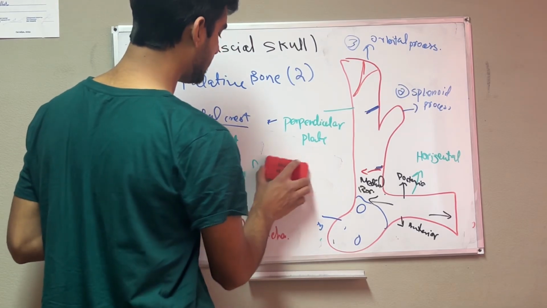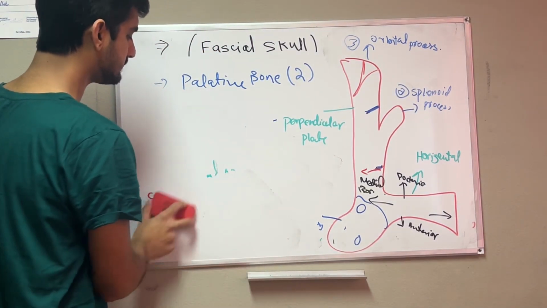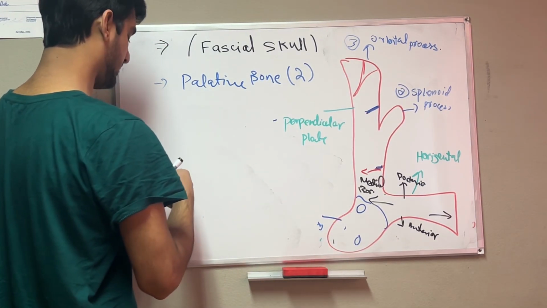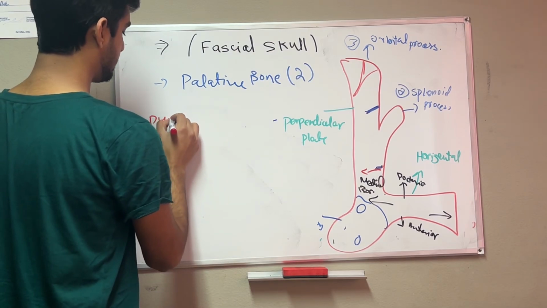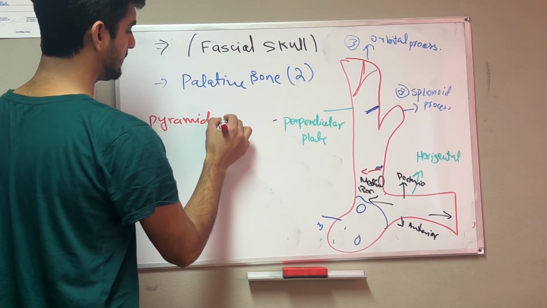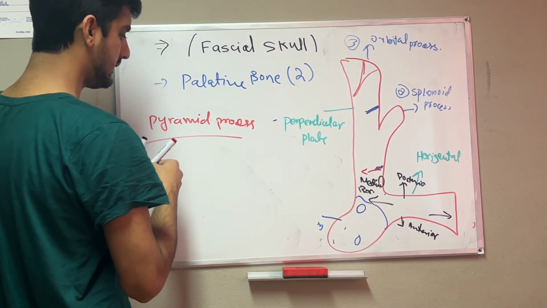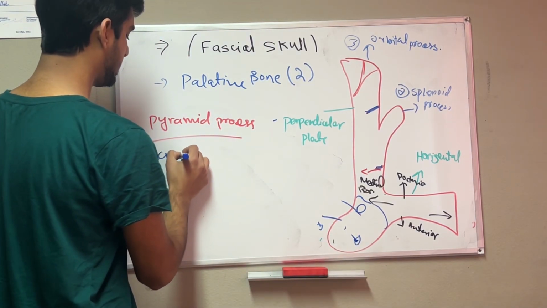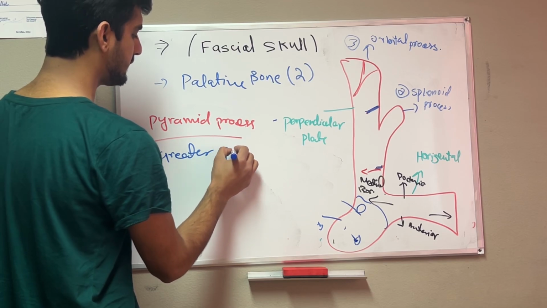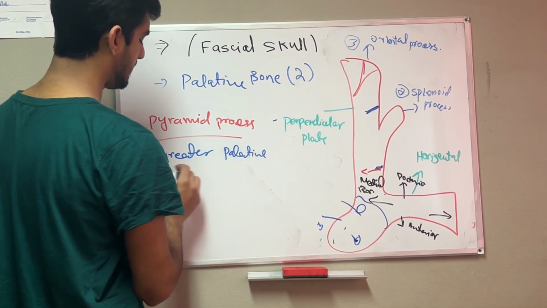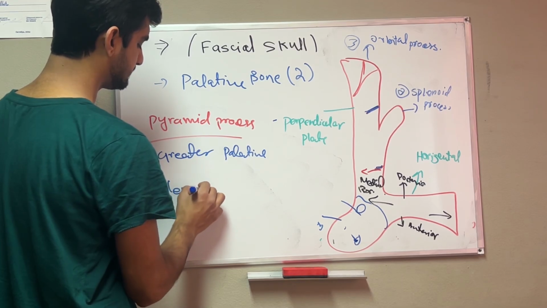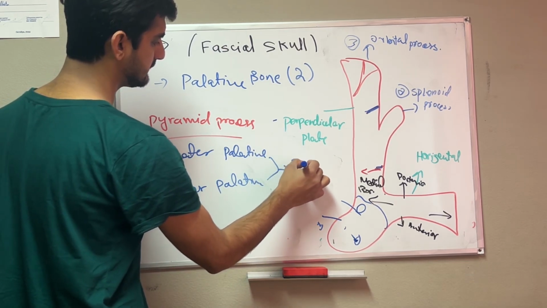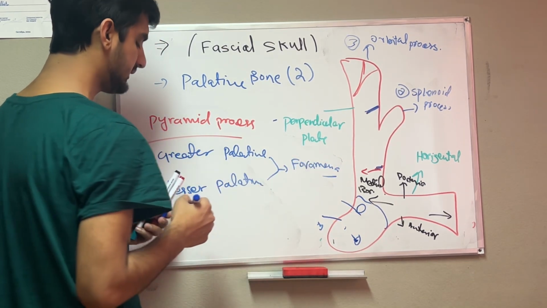Then we have the pyramid process. In the pyramid process we have two foramens: the greater and lesser palatine foramen. Here this is the greater and this is the lesser palatine. This means in the pyramid process we have the greater palatine foramen and the lesser palatine foramen. These are everything about the palatine bone.